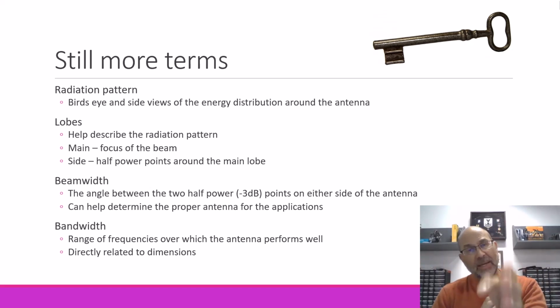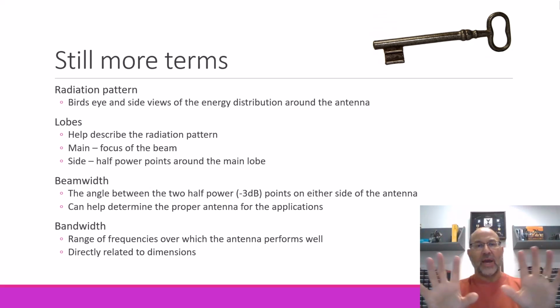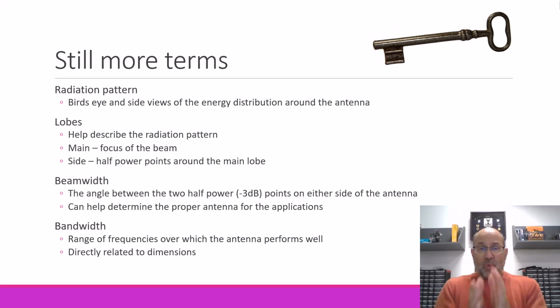So our main beam is called the main lobe, or the main part of the energy. And then you've got areas to the side, we call those the side lobes. Beam width is how wide that main lobe or the main beam width is. And so we can measure that with an angle. And some antennas are very directional, pinpoint, right? They send it a long way, but with a really narrow beam width or really narrow main lobe.